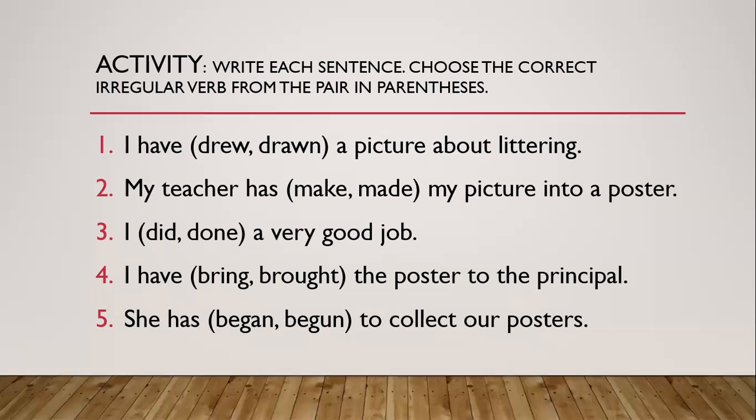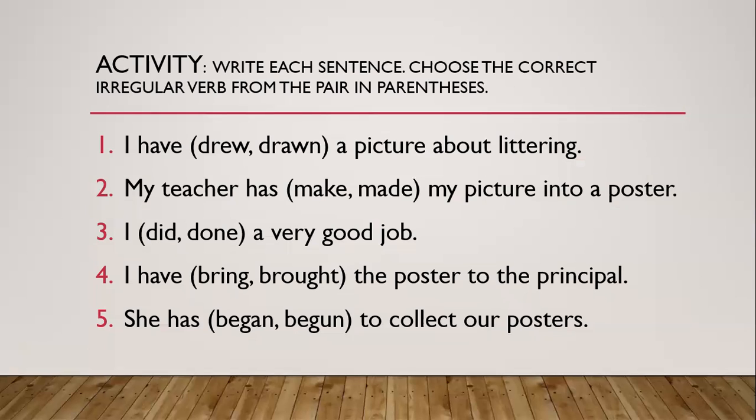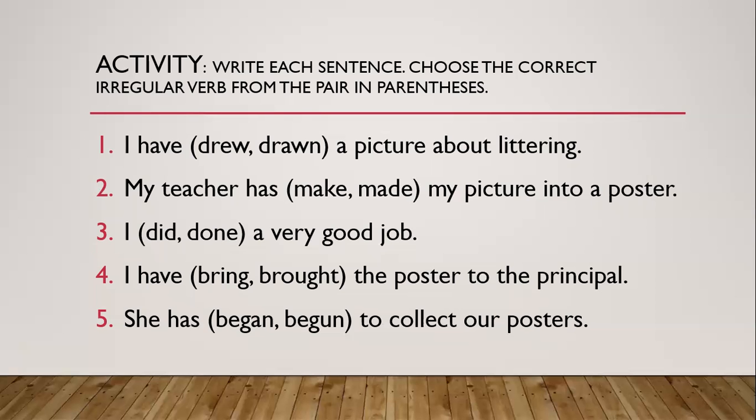So again, we're going to check in our chart. Make, made, and made as a past tense and the past participle. So my teacher has made my picture into a poster. Number 3, I did a very good job. Let's check again on the chart. Do, did, the simple past, and done with has, have, or had, which is a past participle. So we use did. I did a very good job.